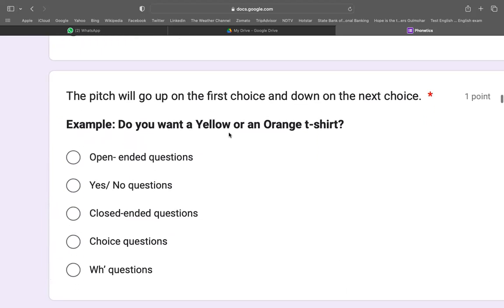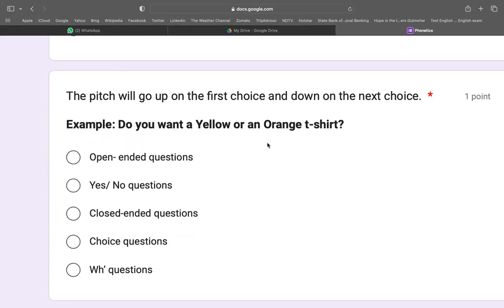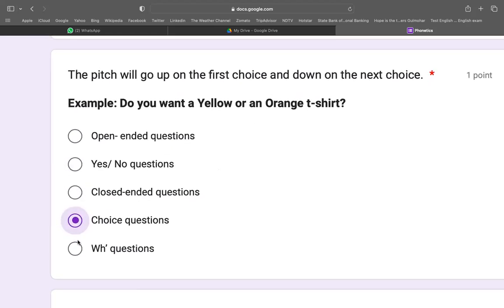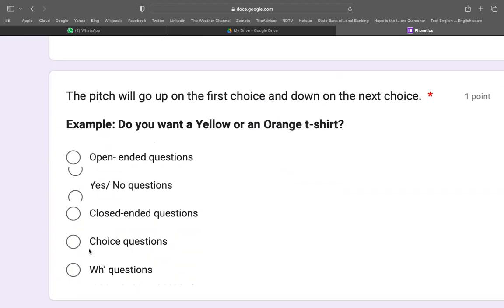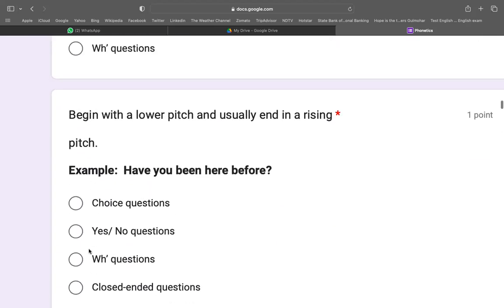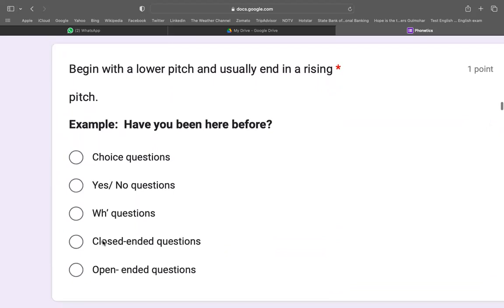The pitch will go up on the first choice and down on the next choice. For example, do you want a yellow or an orange t-shirt? So we can say it is a kind of question which is choice based, right? Because you have been given a choice like yellow or orange, it can be called a choice based question. Now the next one: begin with a lower pitch and usually end in a rising pitch.